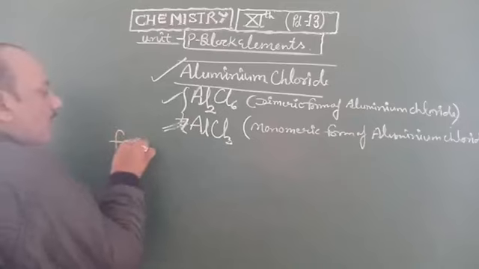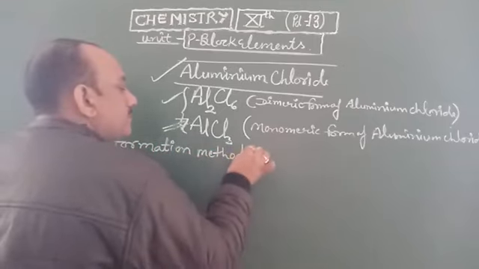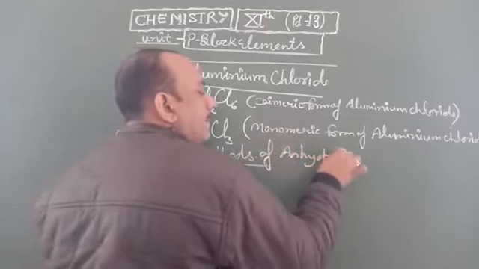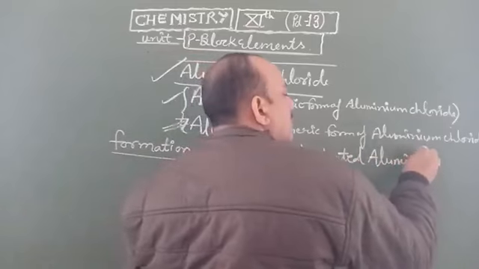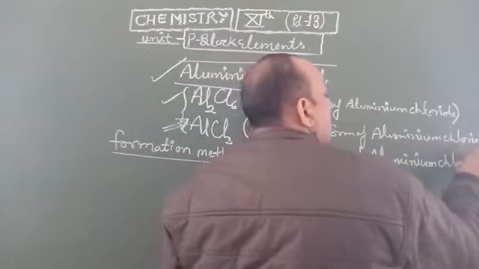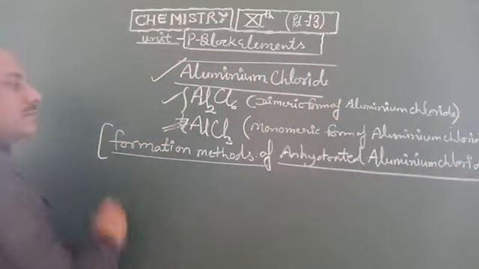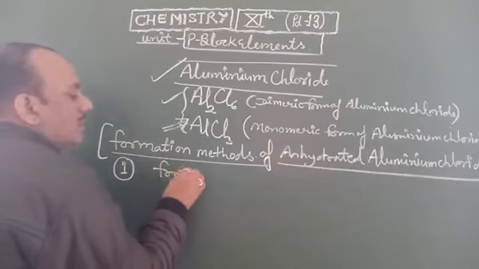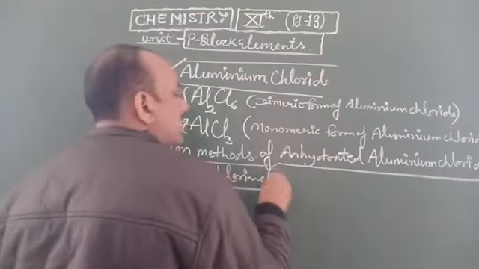So, formation methods of anhydrous aluminium chloride. First method: from chlorine, Cl2.